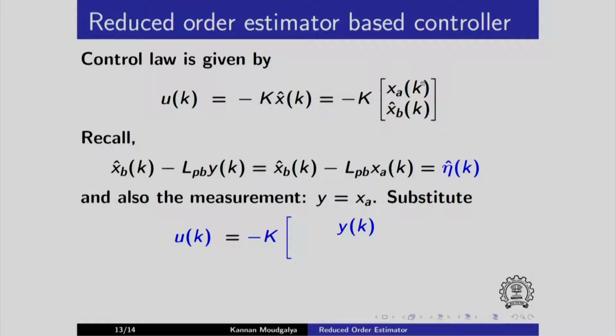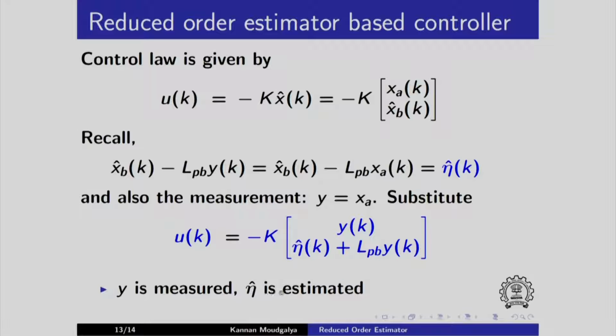So the first term remains as it is. In the place of xa I have put y, and in the place of xb hat I take this to the right hand side and put here eta hat plus LPB into xa of k, but xa is equal to y. So I have got this expression. Y is measured, eta hat is estimated. We can implement this controller.